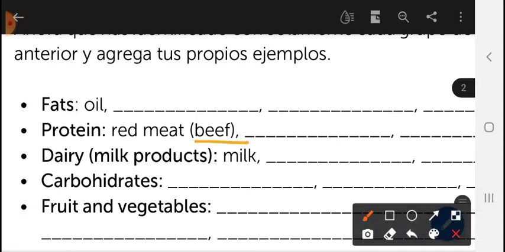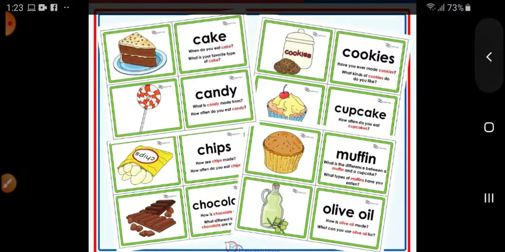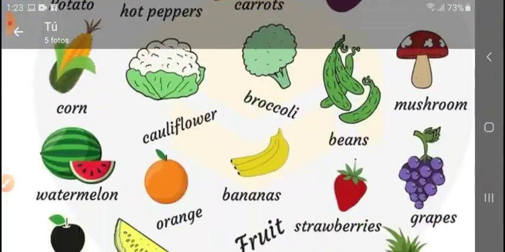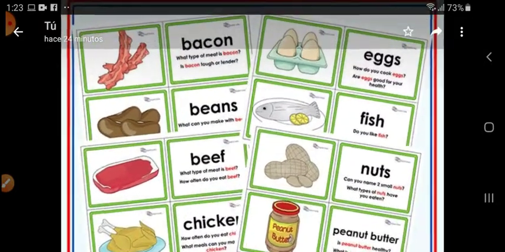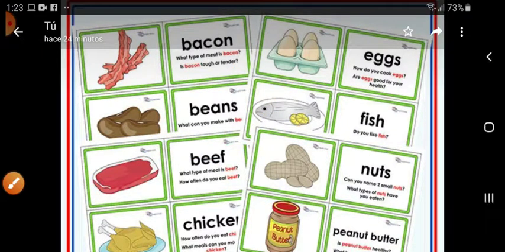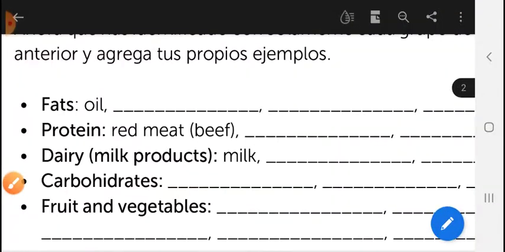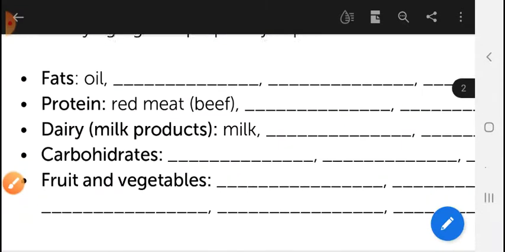Now in protein, you have to write examples here of protein. You have beef. One more example besides beef on the protein group is the following. Protein. You, for example, can write bacon, beans, beef, which is already there, eggs, fish, nuts, chicken, yes. Those are proteins. You can write it over here, yes. Besides beef, you can write chicken, yes, fish, and things like that.